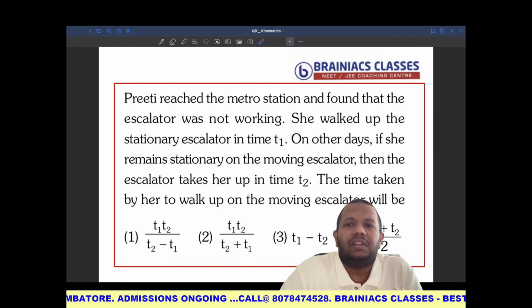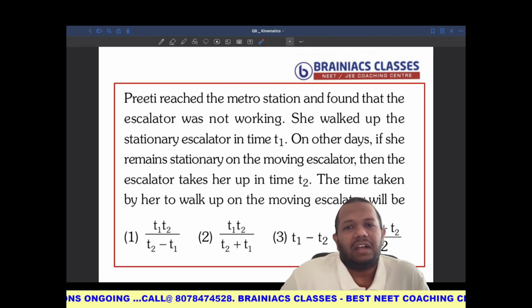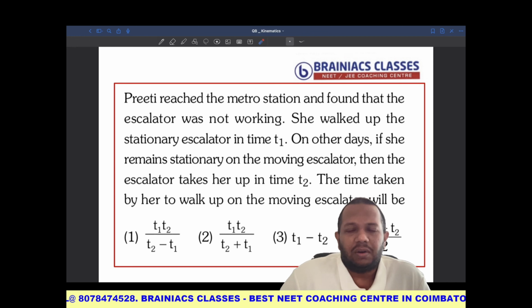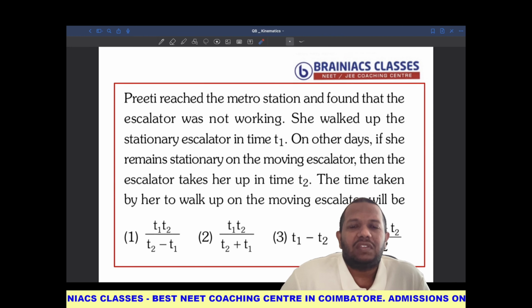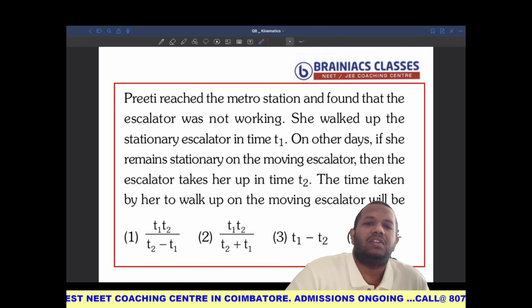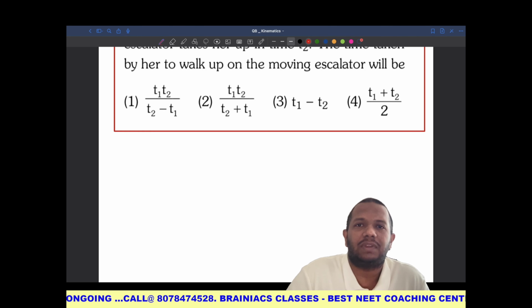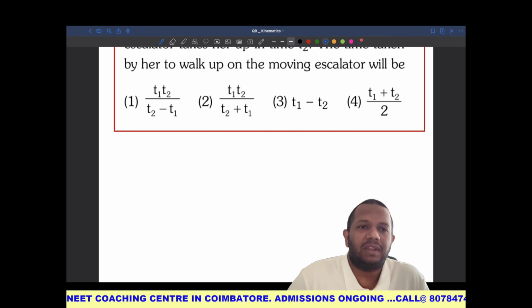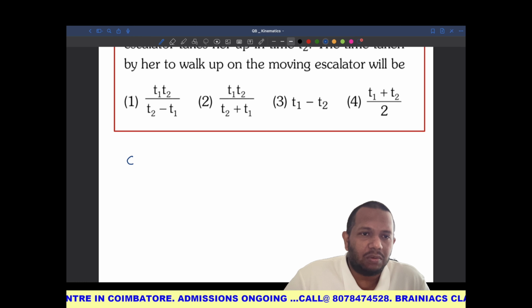So, this is a question which actually talks about three individual cases. What is case one? Case one is that the escalator was not working. We will divide this into three cases and try to understand it. So we have case one here: the escalator was not working.